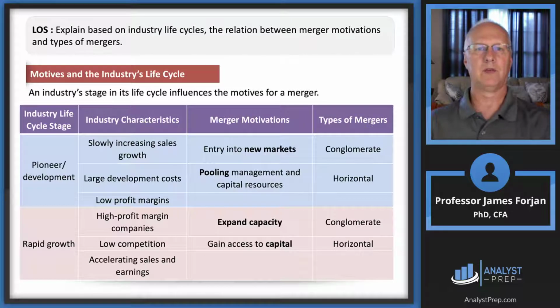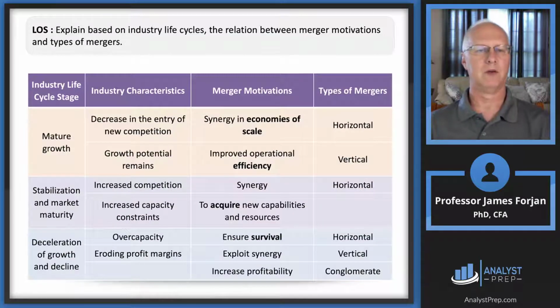How about the LOS on industry life cycles and how it relates to what Modigliani and Miller are trying to teach us about these motivations? So let's first work through the industry life cycle stage down the left-hand column, and I'm going to toggle back and forth between the two slides here. So industry life cycle stage one. So right, pioneer and development, and then followed by rapid growth, followed by mature growth, followed by stabilization, followed by decline. All right, so that's our industry life cycle.